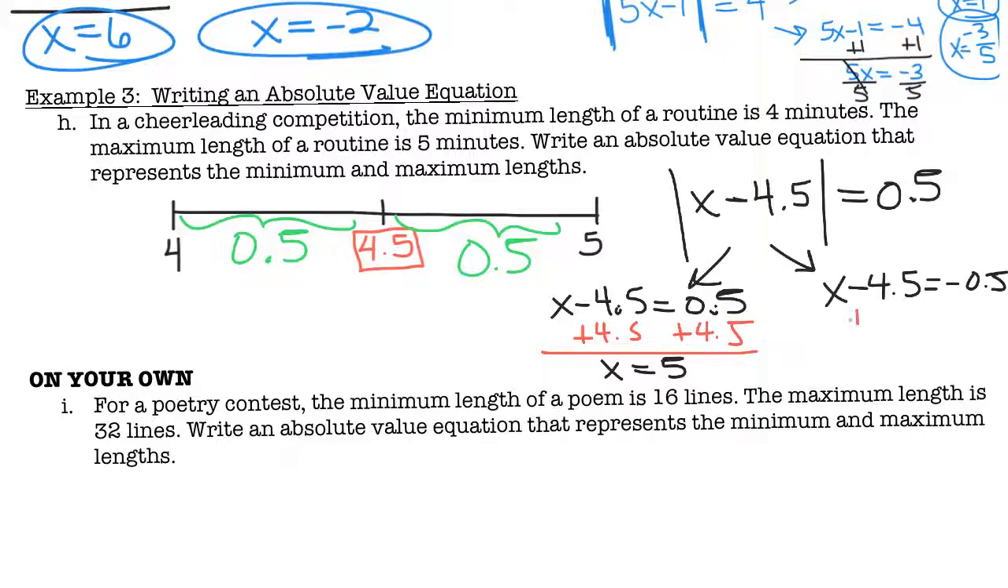And over here, when we add 4.5, we get x is equal to negative a half plus 4.5, which is equal to 4. And that's the minimum amount that our routine can be. So this is the equation that you need to write. Pause the video, do the on your own word problem, unpause it, and check your answer.